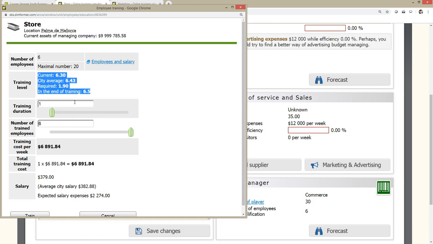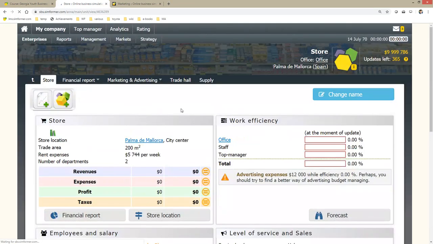Training can last up to 4 weeks. You can train all people or only part of them. Also, you can see how much it will cost for 1 week. Well, let's keep that happening. Why not?